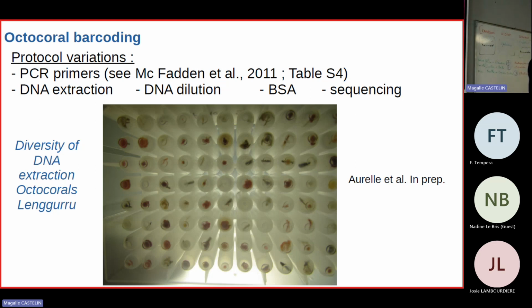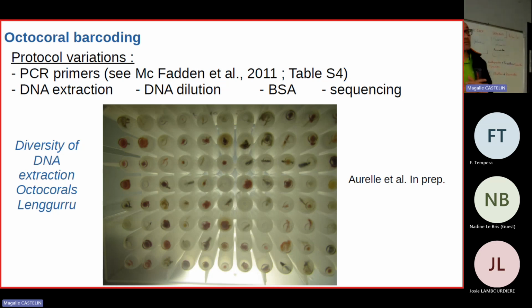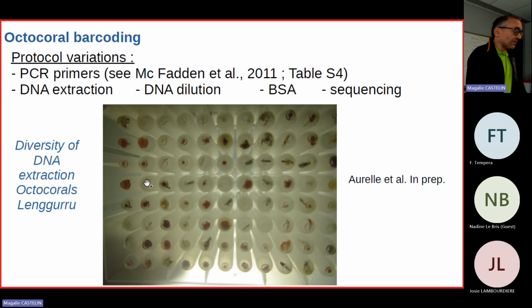And other things which can be useful in some difficult cases is to try to dilute DNA, to use BSA in your PCR. And this can be interesting depending on what you do. So here it's a case where we had very wide diversity of octocorals. But just to mention that, yeah, it can make successful something which didn't work.